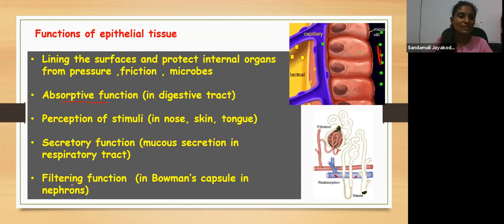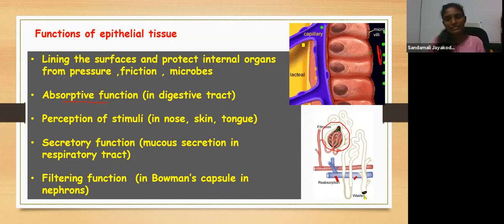And then the last function is the filtering function. Normally this is done in the nephron of a kidney. It has a special part named Bowman's capsule. In this Bowman's capsule, you can see here, this red colored part is a blood capillary, a complex network of blood capillaries. And some substances are filtering out to this Bowman's capsule. It's just like a cup-like structure.